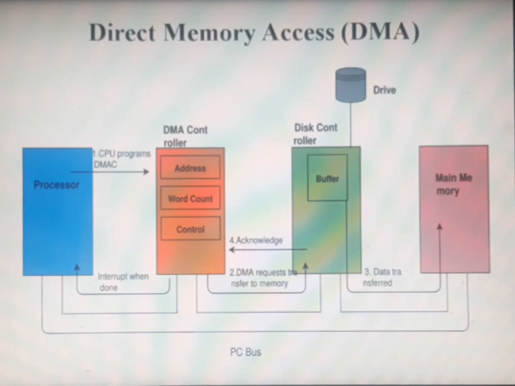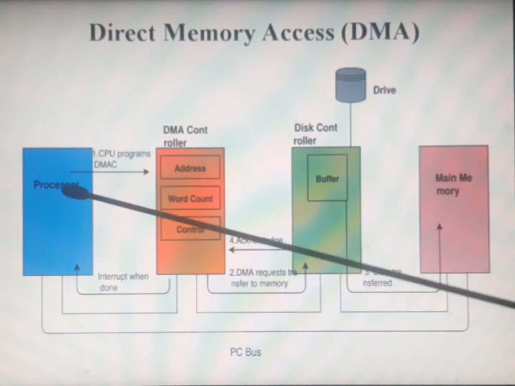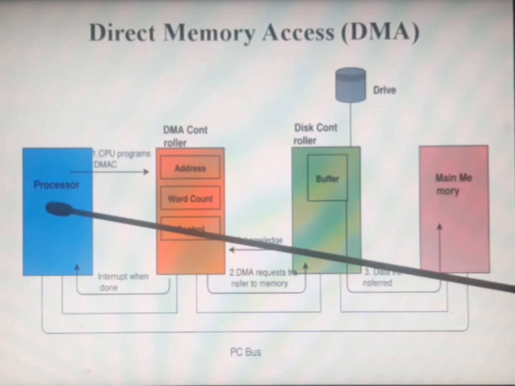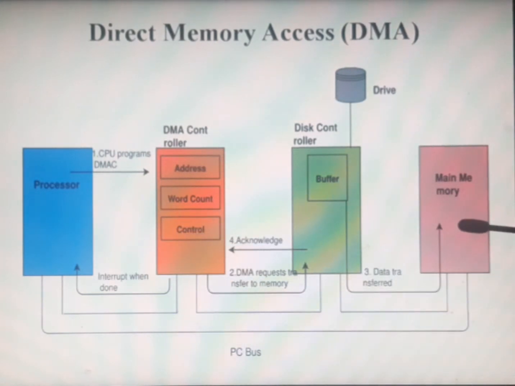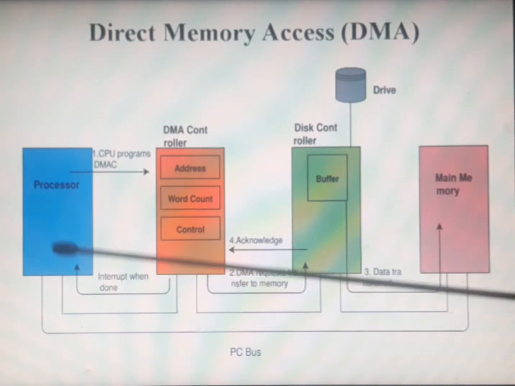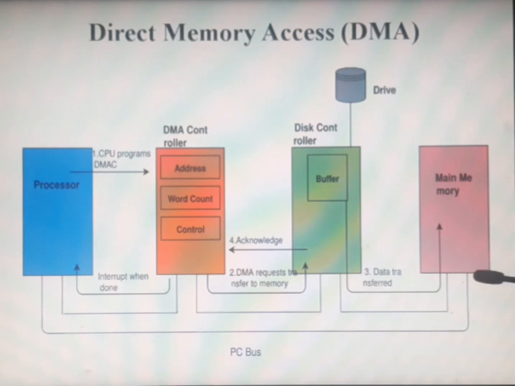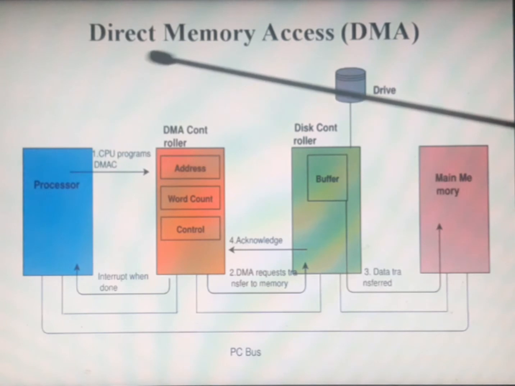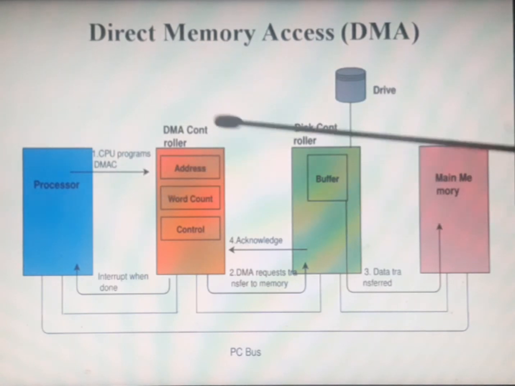In this case there are two problems. The first problem is that the drive has to take permission from the processor, that is one cycle, and the processor will allocate memory, that is the second cycle. Requesting is the first cycle, and allocating the memory to the drive is the second cycle. So there are two cycles here. These two cycles are reduced to one by using direct memory access, that is the DMA controller.